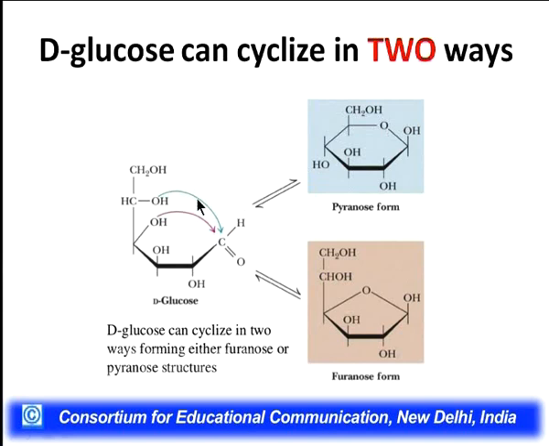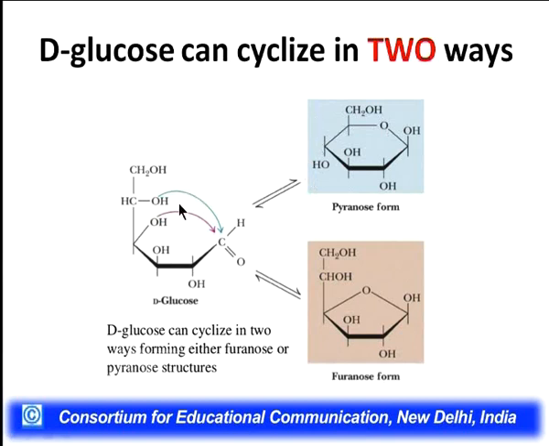The first is that the OH on the fifth carbon, that is the O of the OH group attached to the fifth carbon, acts as a nucleophile and makes a bond with this carbonyl carbon, and this proton goes to this oxygen here, resulting in the six-membered ring.